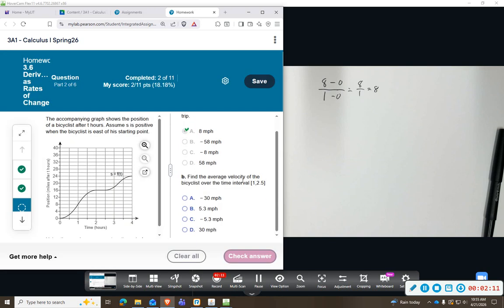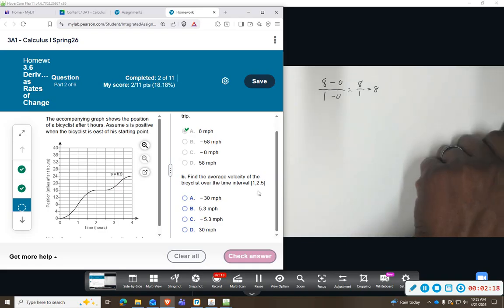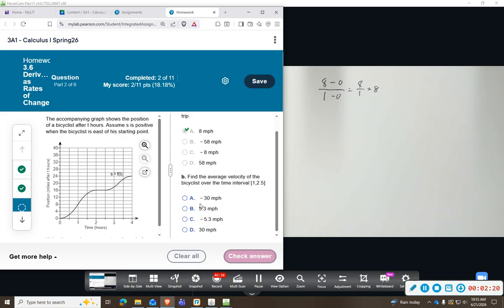Find the average velocity over the interval 1 to 2.5. So similar, we'll do the same thing. Now some of these you can kind of look and know what's going on. Since he's positive the whole time, it's not going to be a negative, so I can get rid of A and C, and then probably not going to get a bicycle going 30 miles per hour. 5.3 is more likely, but let's find the actual slope.